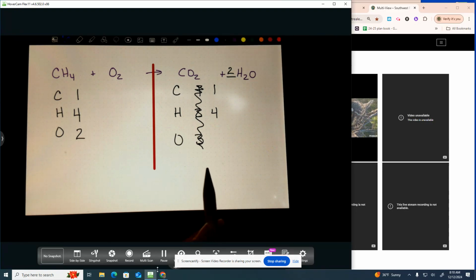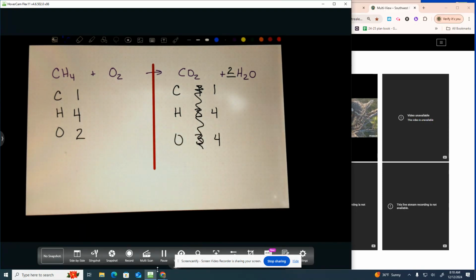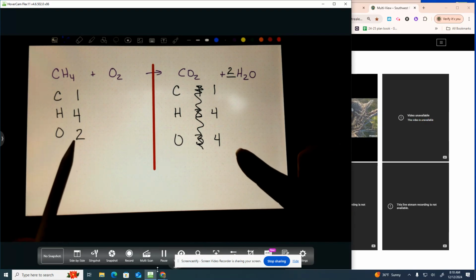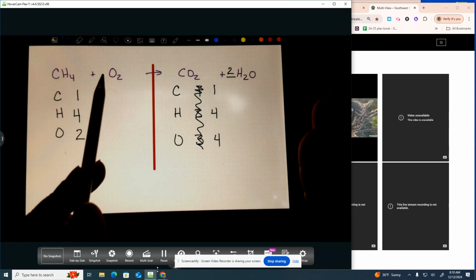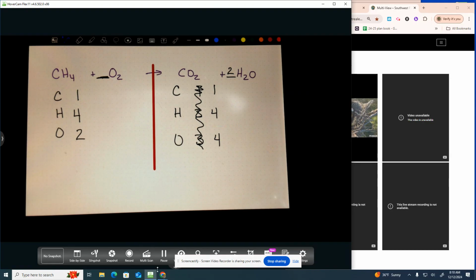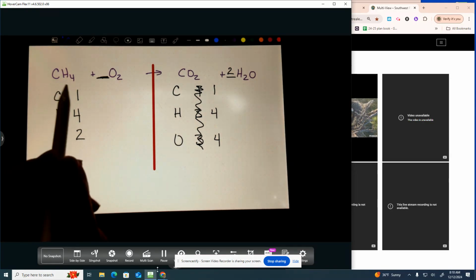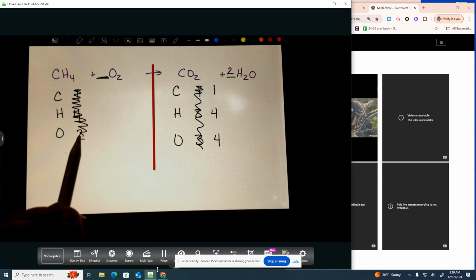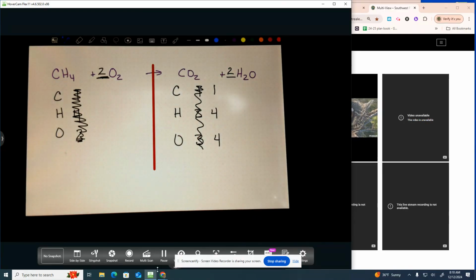So how many O's do I have? 4. Okay. Now, I've got my O's that don't match. I always leave my O's for dead last. Where am I going to put my next number? In front of the O on the reactant side, because the 2 is lower than the 4. You work on the side that's lower. Cross these numbers out. You don't need them anymore. You're going to put a 2 in front of that O2.